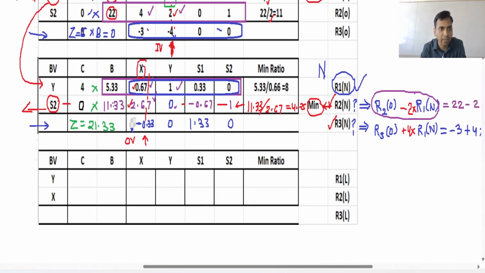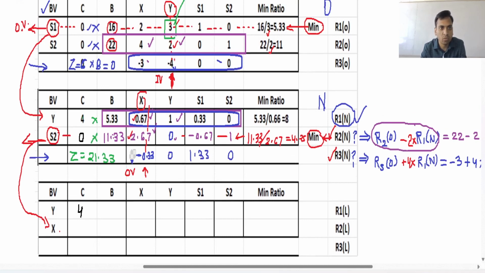This is the incoming vector in the new block. So we have replaced this S2 by X in the new block, and Y is still the same. So we will put 4 as the coefficient of Y, and the coefficient of X from this is 3. So we will put 3 here, and this is the key element, the intersection of incoming and outgoing. Now we will divide all the elements of this second row by this 2.67.